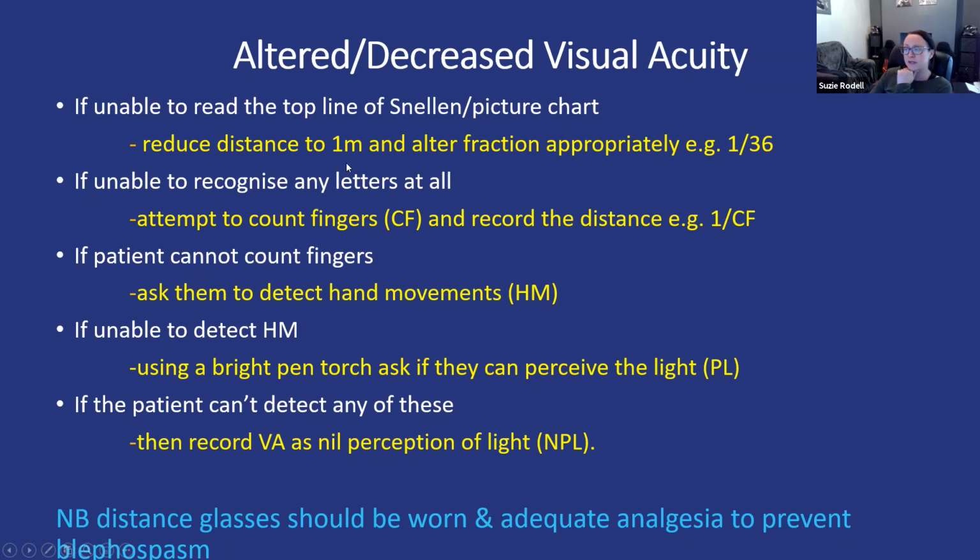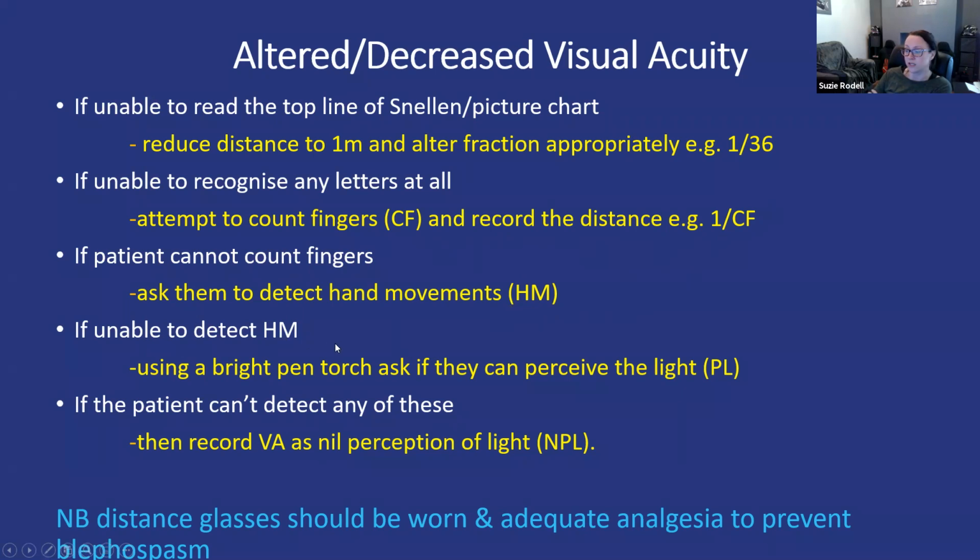If the patient isn't able, even at 1 meter, to read the Snellen chart, if they're really struggling to see, then you would ask them to recognize any letters at all. And if they can't, I would typically ask them to count fingers, and it's best practice to follow this method of seeing if they can count fingers. And if so, record your distance and CF for count fingers. If the patient can't count fingers, ask them if they can detect hand movement, and you would document that as HM at 1 meter, or possibly they might be able to detect a waving hand at 3 meters.